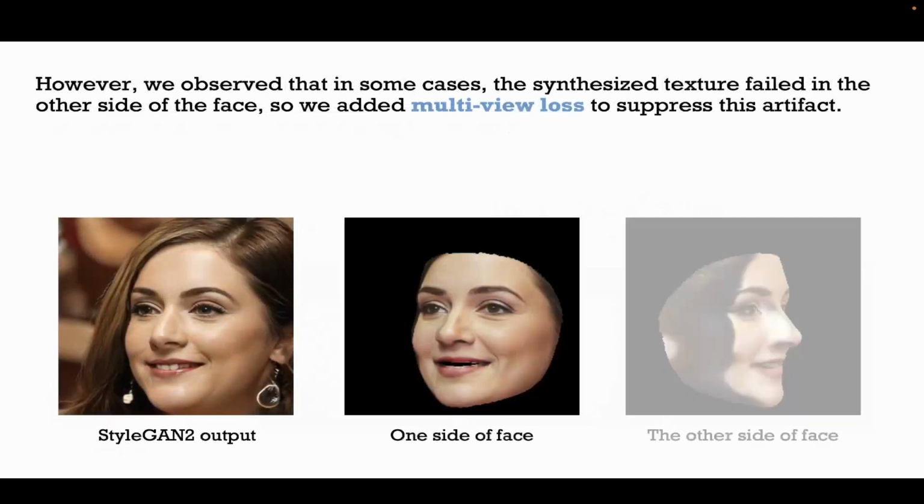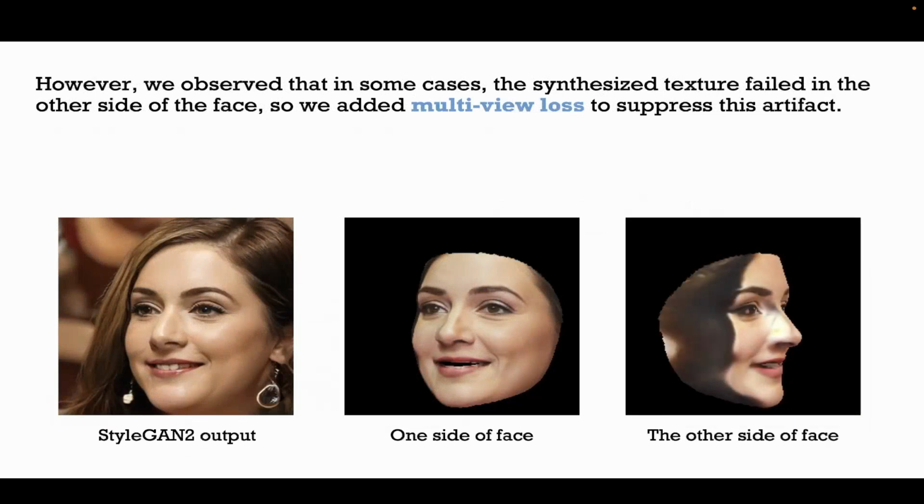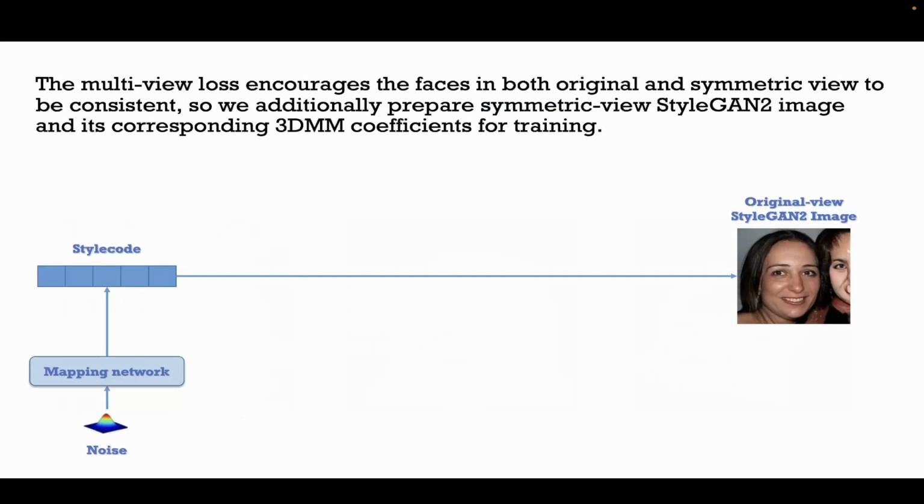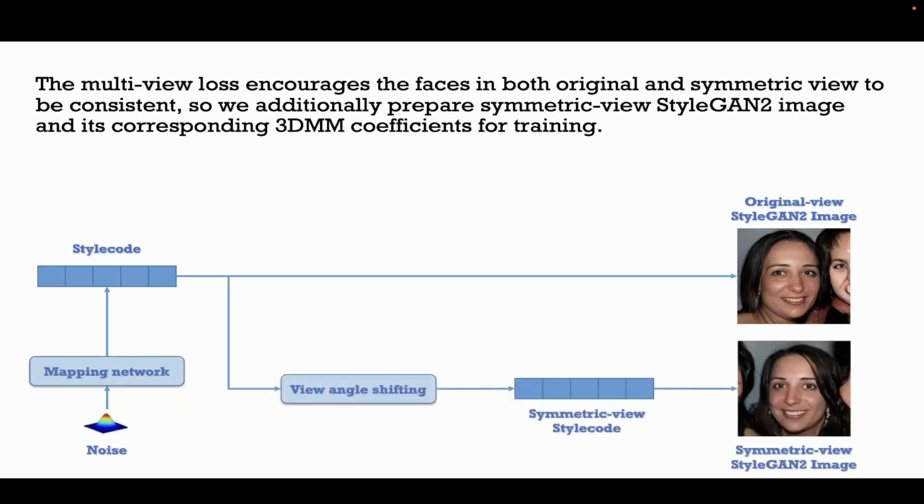However, we observed that in some cases, the synthesized texture failed on the other side of the face. To suppress this artifact shown below, we added a multi-view loss to ensure the face appearance to be consistent in different views. The multi-view loss encourages the faces in both original and symmetric views to be consistent. So we additionally prepare the symmetric view StyleGAN 2 image and its corresponding 3DMM coefficients for training.